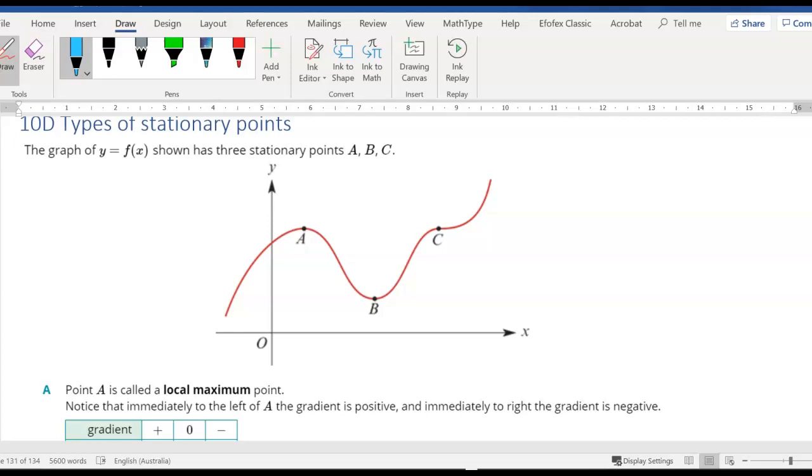Hi everyone, in this video we're going to go through the types of stationary points, but we're only going to focus on the end question in the notes, question 23. So as we went over in class, we can have three different types of stationary points.